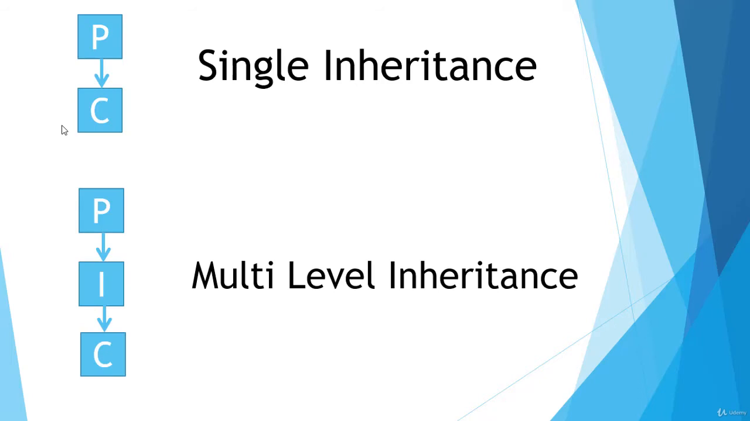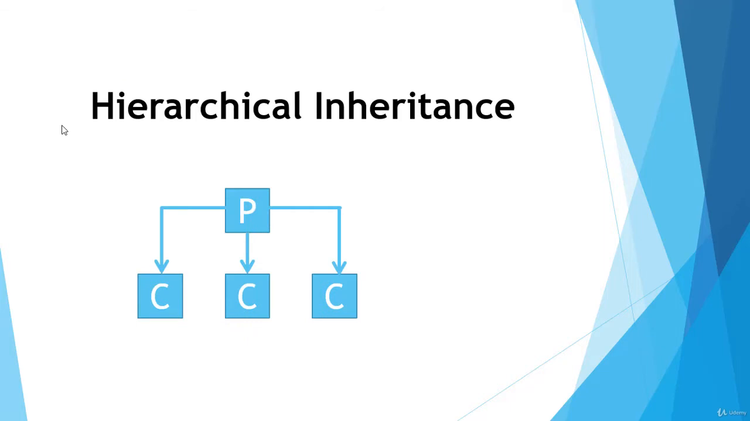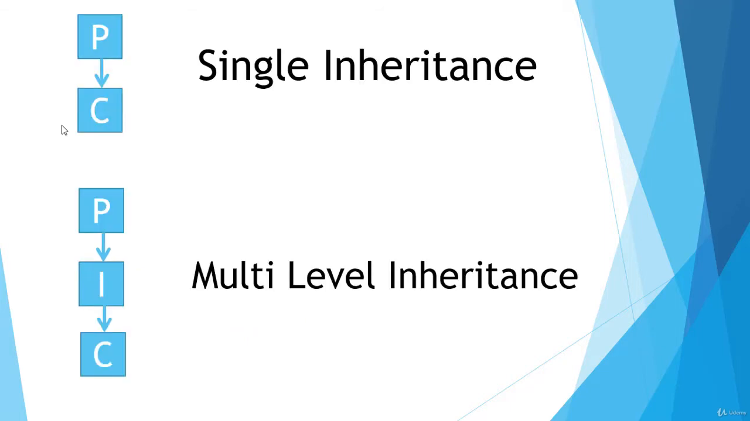Now there are basically three types of inheritance in Java: single inheritance, multi-level inheritance, and hierarchical inheritance. But in other programming languages there are two additional types of inheritance, that is multiple inheritance and hybrid inheritance. Java does not support multiple inheritance and hybrid inheritance. In multiple inheritance, a child class has two parent classes, but in Java you cannot extend more than one class. So that's why we have three types of inheritance in Java: single inheritance, multi-level inheritance, and hierarchical inheritance. For this video, we are going to focus on single inheritance.